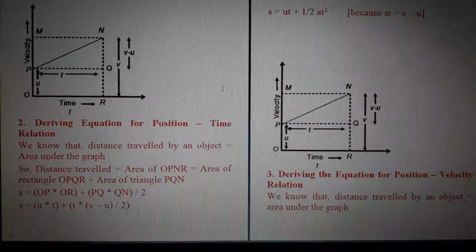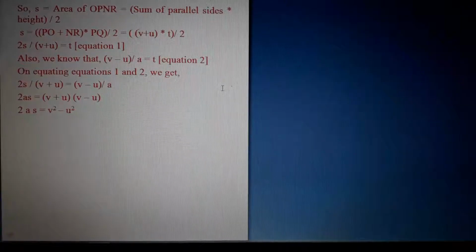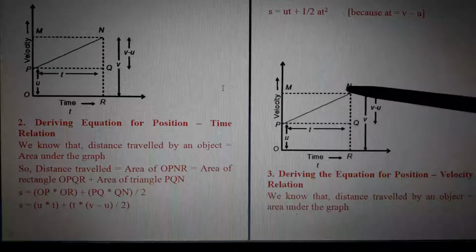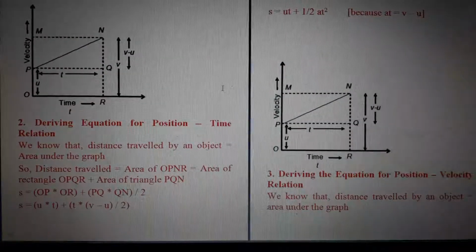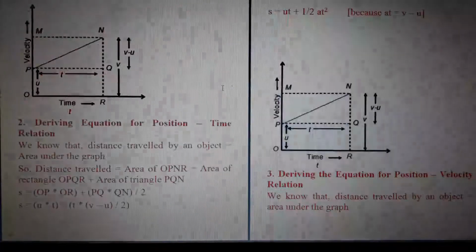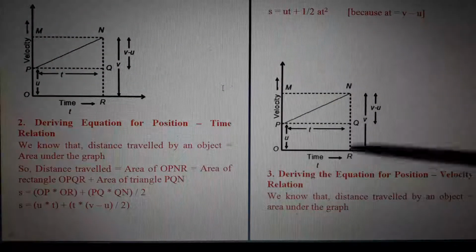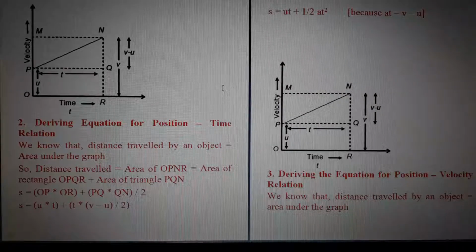We know the distance travelled by an object is the area under the graph. Distance travelled by the object, or S, is the area of this graph. Let's see what the area is. Here, the area of OPNR. This particular figure is what? Sum of parallel sides into height by 2. Sum of parallel sides, see, PO plus NR.